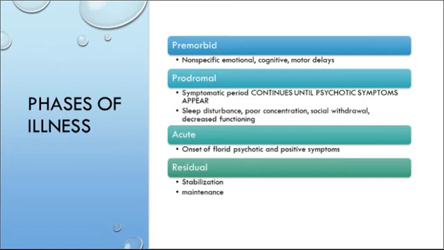Phases of illness. I don't even remember if I asked questions on this. If I did, it'll be on your study guide. So your premorbid, non-specific emotional cognitive delay, prodromal symptomatic period continues until psychotic symptoms start to appear, where they have social withdrawal, decreased functioning.